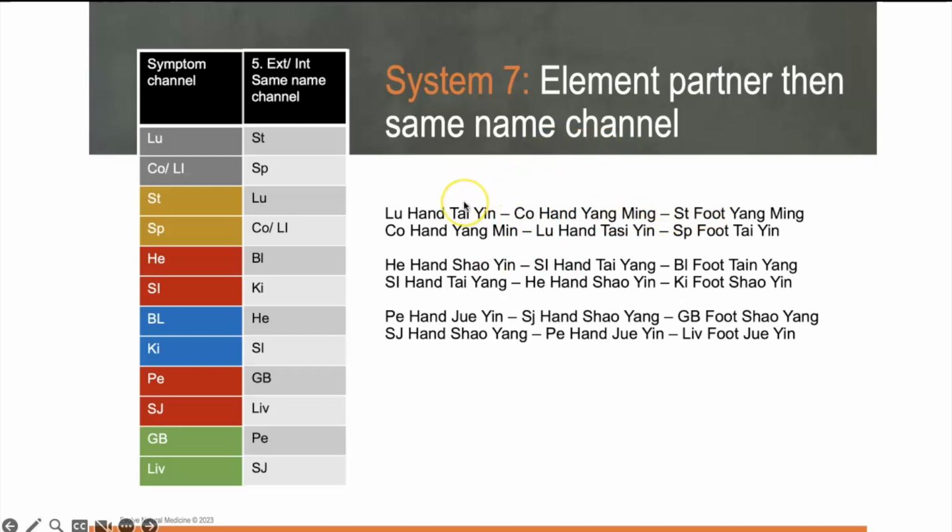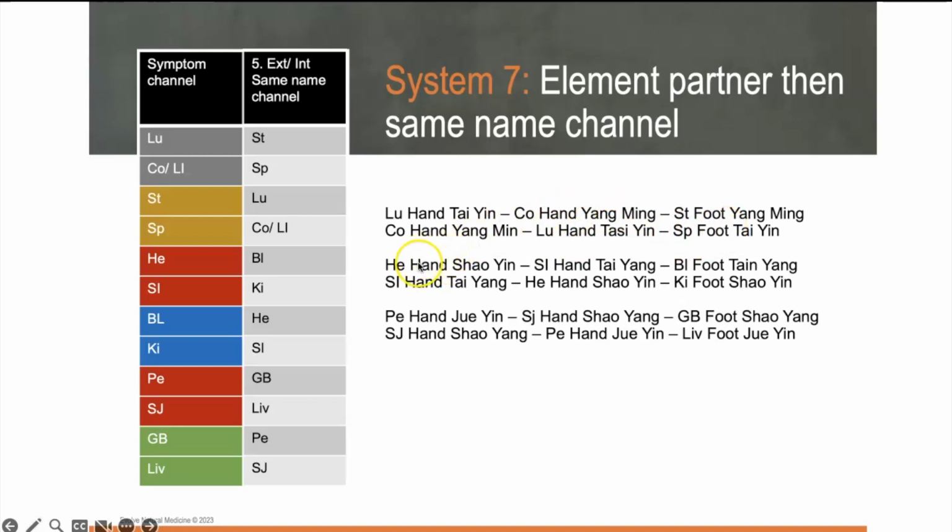So essentially what we're looking at here is the lung channel is balanced by the stomach channel, and also, as I said before, these are reversible, the stomach channel is balanced by the lung channel. When we look at the next step down, the colon or large intestine, hand yang ming, the element partner is lung, metal element. And so we've got lung hand tai yin is balanced by spleen foot tai yin.